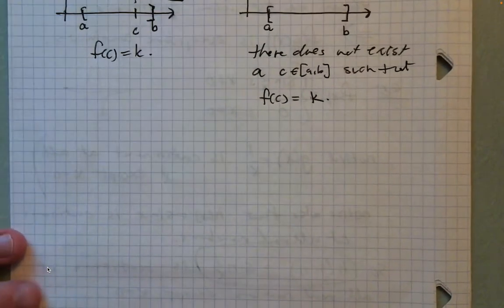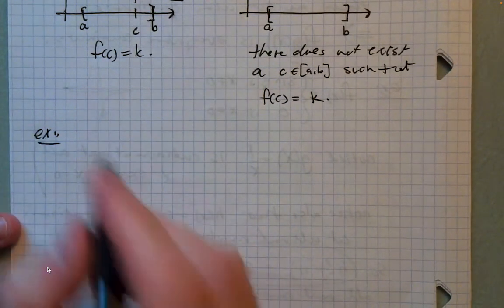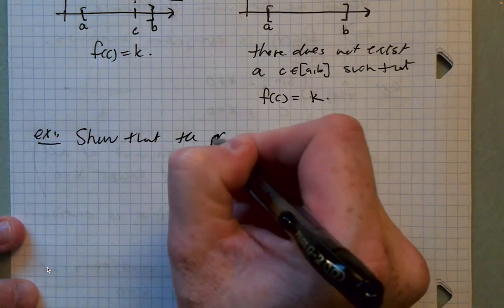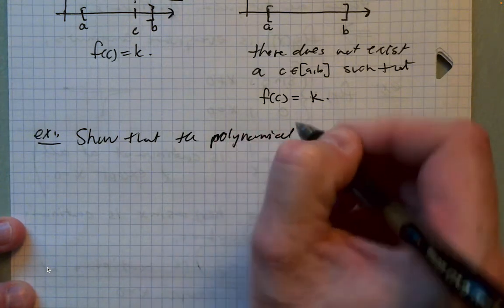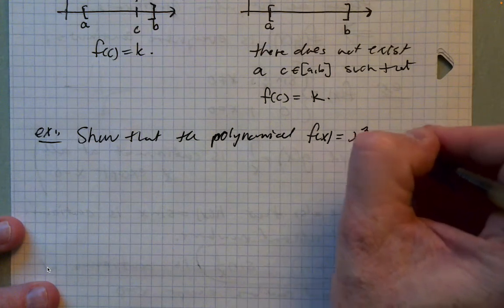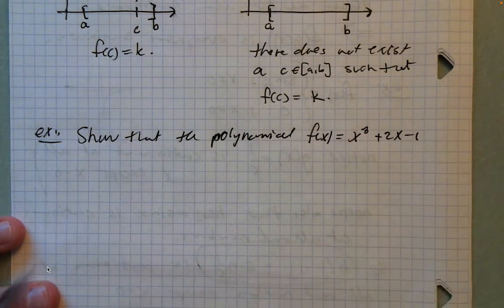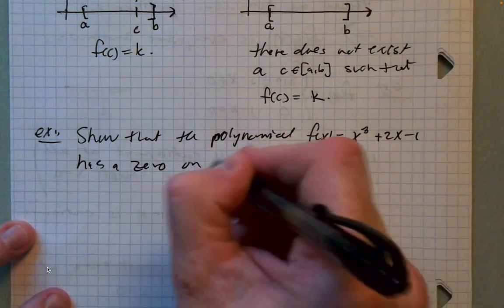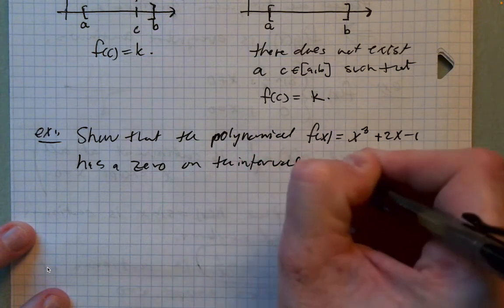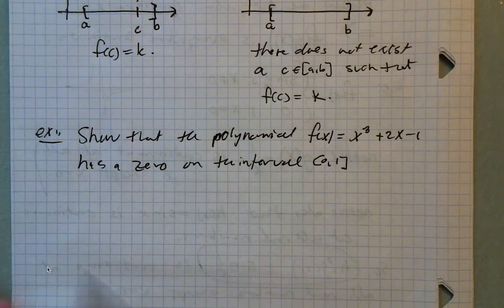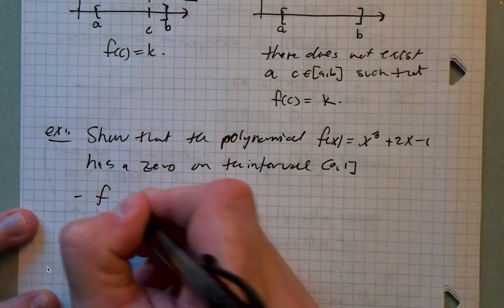Here's an example of how we might be able to use this. We want to show that the polynomial f of x equals x cubed plus 2x minus 1 has a 0 on the interval 0 to 1. Okay.